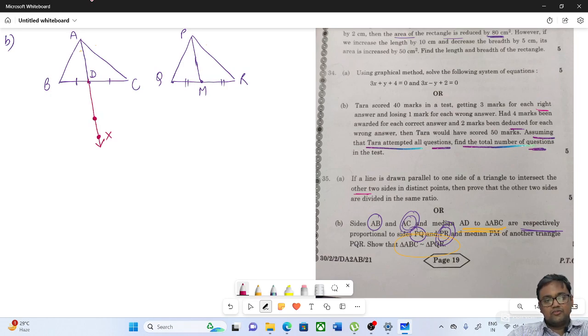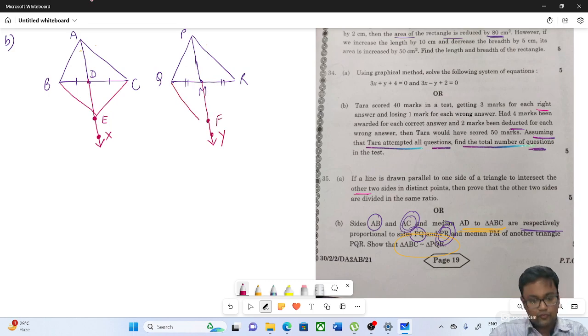and by construction we can choose a point E such that later I can join BE with CE. Sorry, these lines look bent. Similarly, I will extend PM to Y. Let there be a point F, and then I can further join QF with RF.